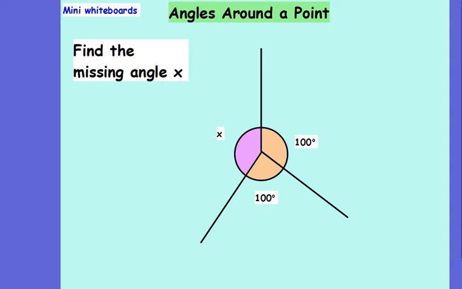How about now? Pause the video, work out your answer in your light blue books. So we still know that angles around a point add up to 360. So to work out the missing angle x, we need to do 360, take away 100, take away another 100, which will give me 160 degrees.